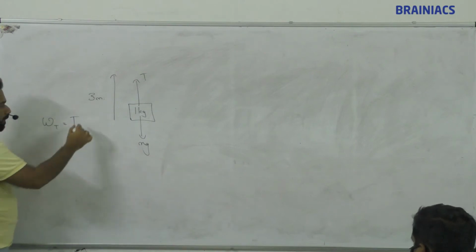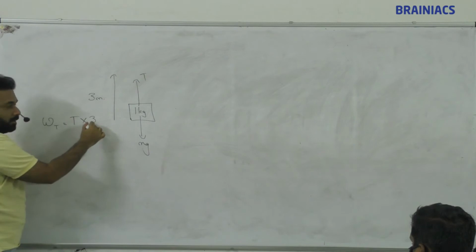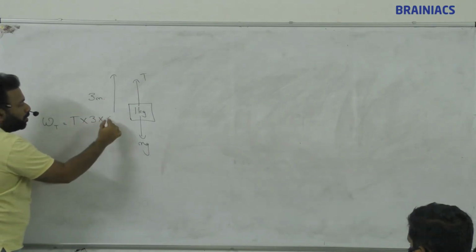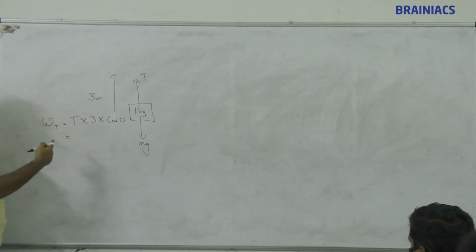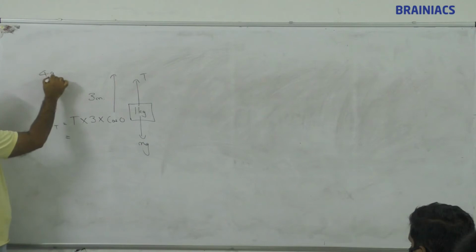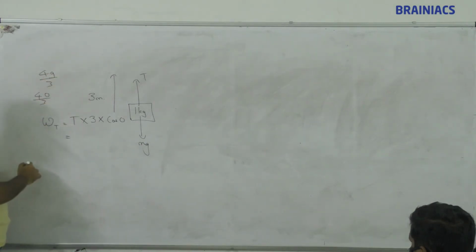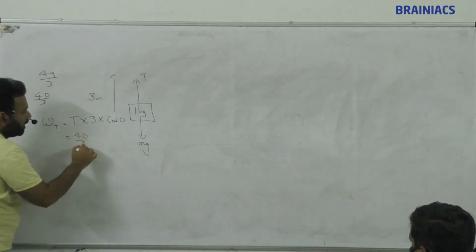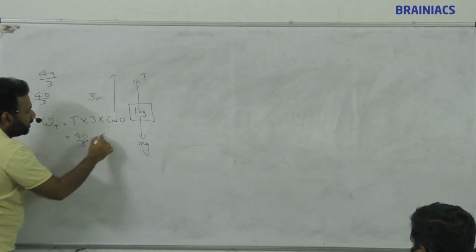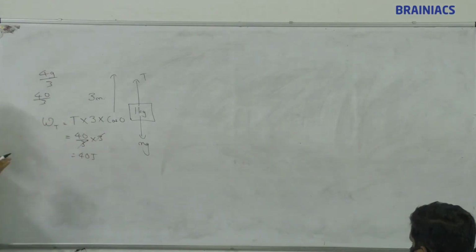Work due to tension is tension into displacement, 3 meter, into cos 0. So what is that? 4g by 3. 40 is the value of tension. Correct? 40 by 3 into 3. Cancel, 40 joule. Is it clear?